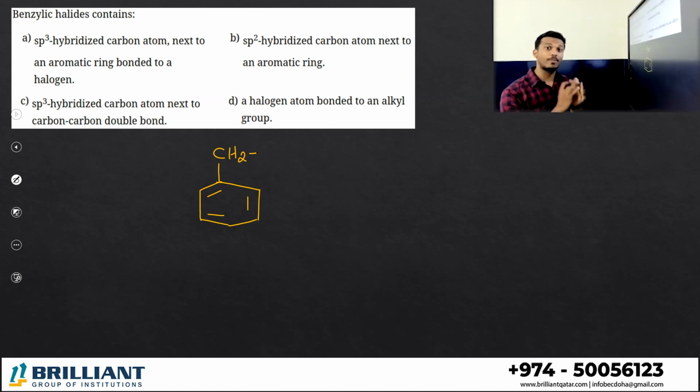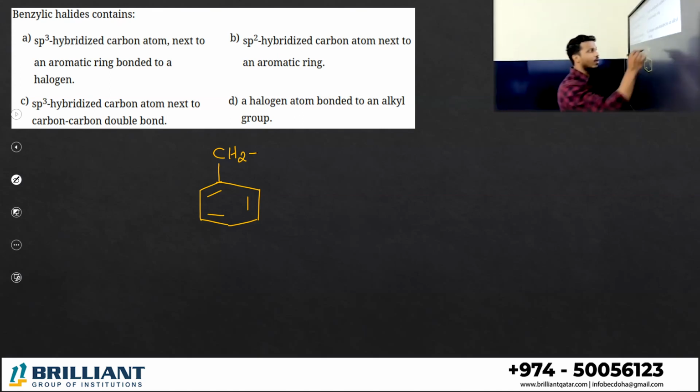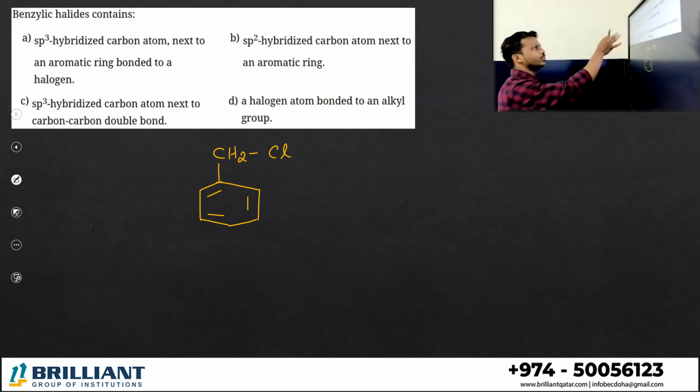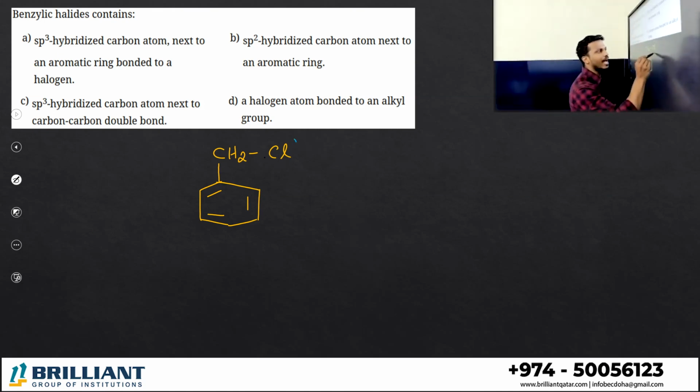Or you can say they are derived from toluene. You know, toluene means benzene with CH3. If the CH3 loses one hydrogen, it becomes a benzyl group. Benzyl halide. Can I please say one halide? Okay, chlorine. Alright, fine. So they are asking you the question in terms of hybridization. Here this is the halogen.